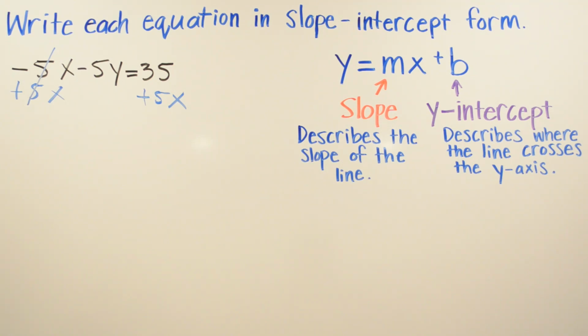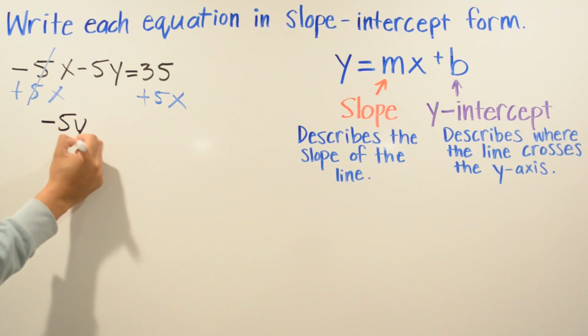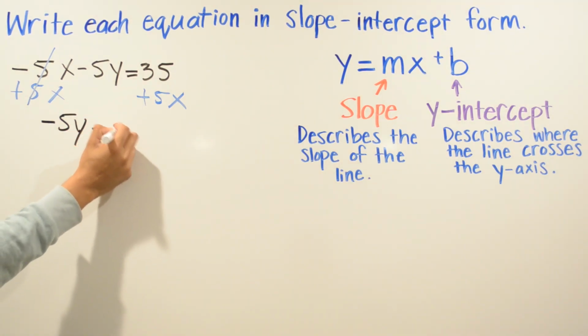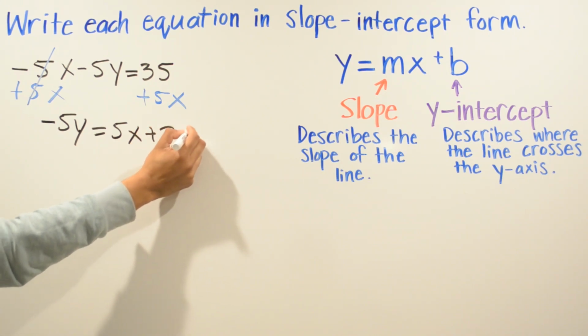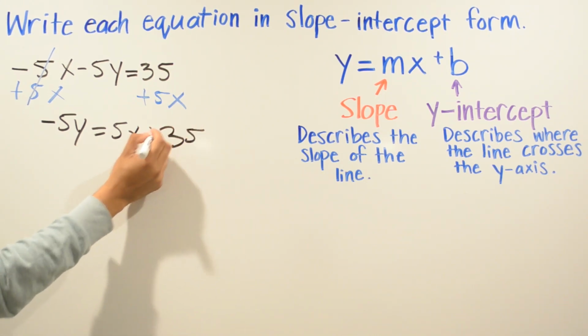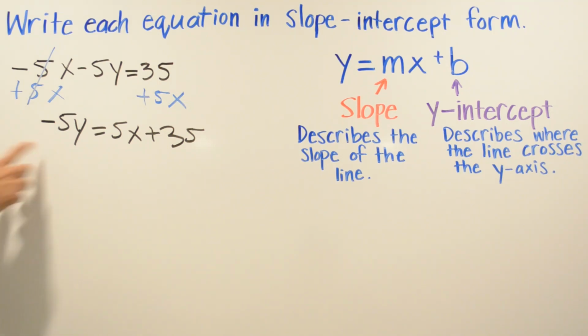Now we're going to have negative 5y equals 5x plus 35. Now we have to get the y by itself, and it always has to be positive as well. Here we have negative 5.